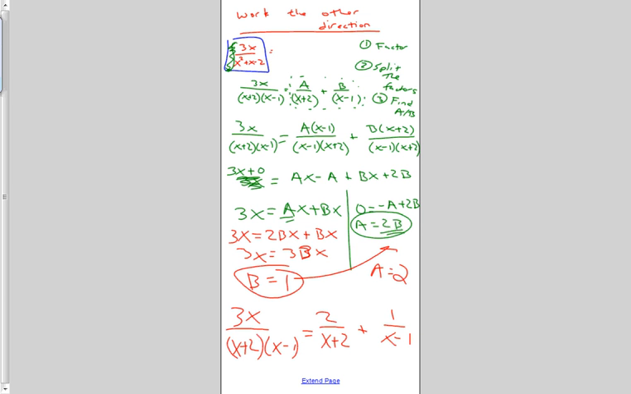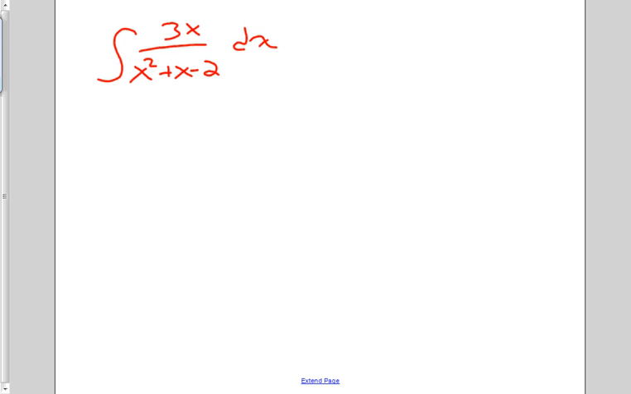So this is a technique of writing a condensed fraction as partial fractions. It is going to greatly enable us to take integrals of otherwise very difficult rational functions. So now let's actually do that. We want to take the integral of this function that we were just looking at.